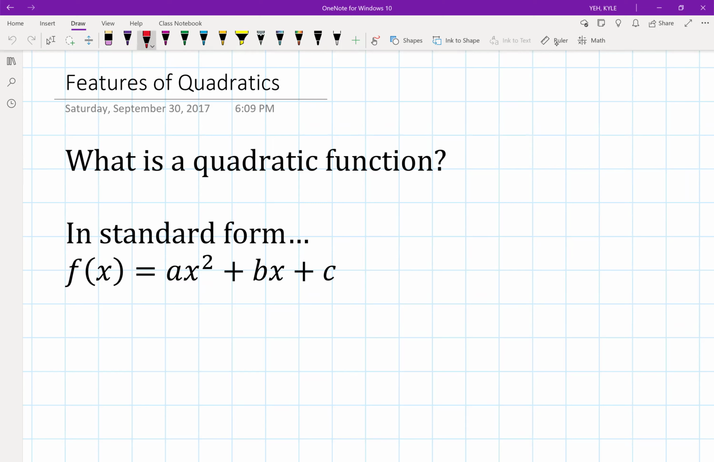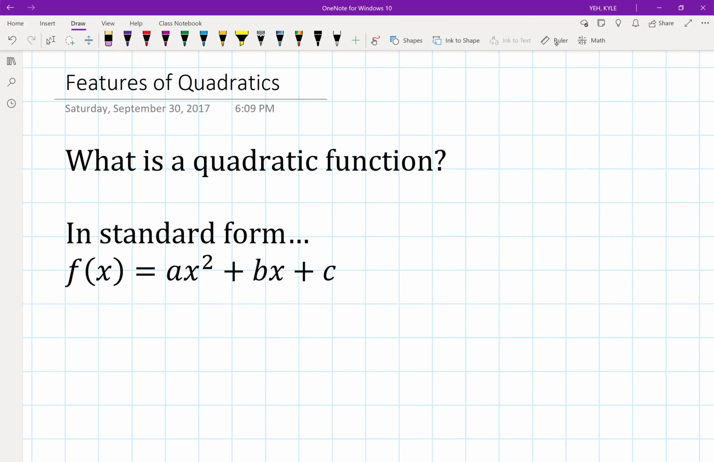Well, simply put, it's a function where the highest degreed term has an x squared. So the highest degreed term, the degree is 2. And in standard form, as you see here, we say that the function f of x is equal to ax squared plus bx plus c. That means some number a, and it could be lots of different numbers as we will see, number of x squareds, and then some number of b's, and then some constant number for c. So this is called standard form of a quadratic.